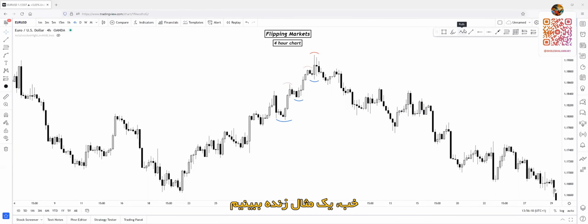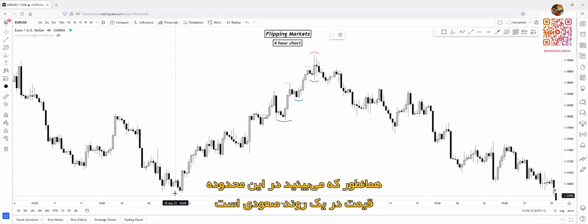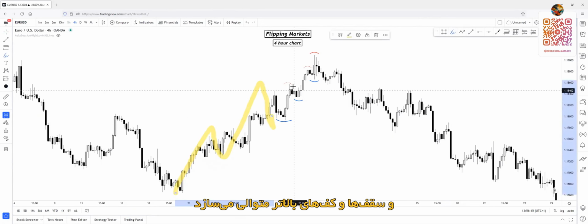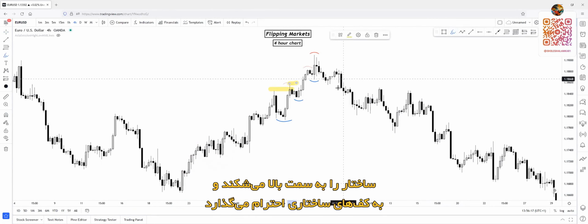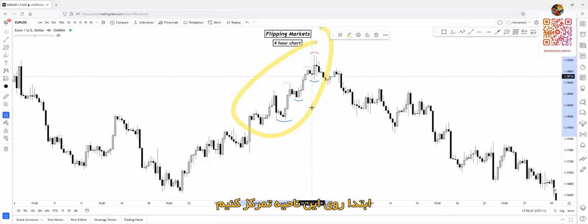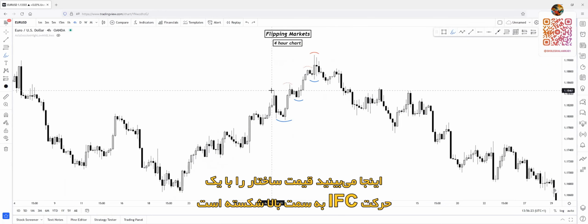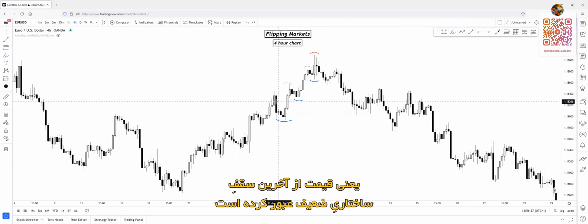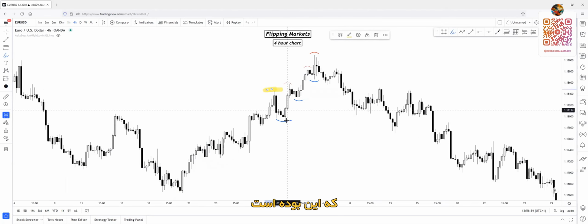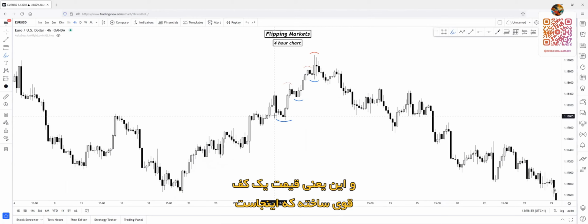Okay, so let's do a live example. As you can see in this region, price is moving in an uptrend, creating a series of higher highs and higher lows, breaking structures to the upside, respecting the structural lows. So let's focus on this region first. As you can see, price broke structure here to the upside with an efficient movement. So this means price broke through the last weak structural high, which was this one. So this means price created a new strong low, which is here.